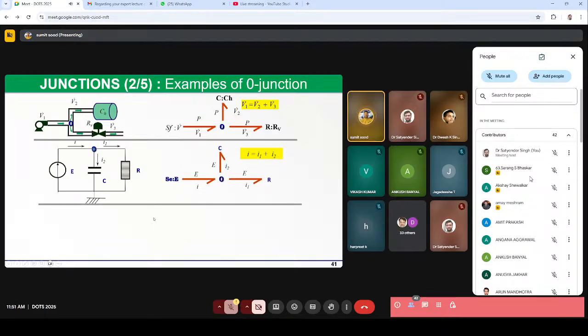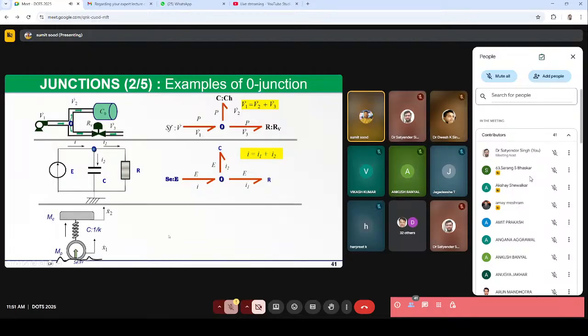Likewise, we can see it for the electrical circuit also. At this point, the total current is I, but the current is being distributed into I1 and I2. That means here at the source, across the capacitor and across the resistor, the voltage should be the same. So again, we have to use the 0 junction.